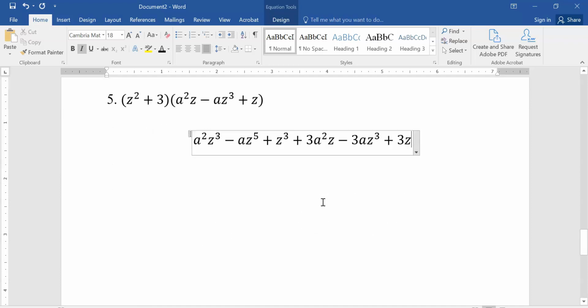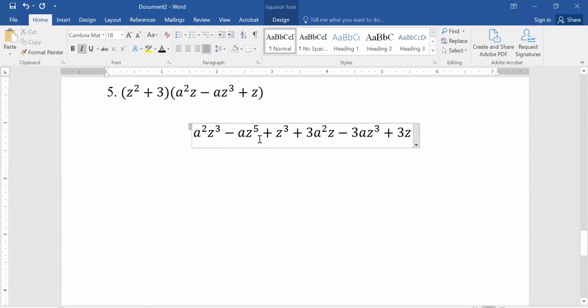Now in this case, I would go and look for like terms, but it turns out there's no like terms. For instance, this first term here, we have an a squared and a z to the third. Well, I have a z to the third on this term, but not an a squared, so that's not alike. I have an a squared, but not a z to the third, so that's not alike. I have a z to the third, but not an a squared, so that's not alike. So you see that a squared, z to the third isn't alike with any of these other terms. And you can go down the line.